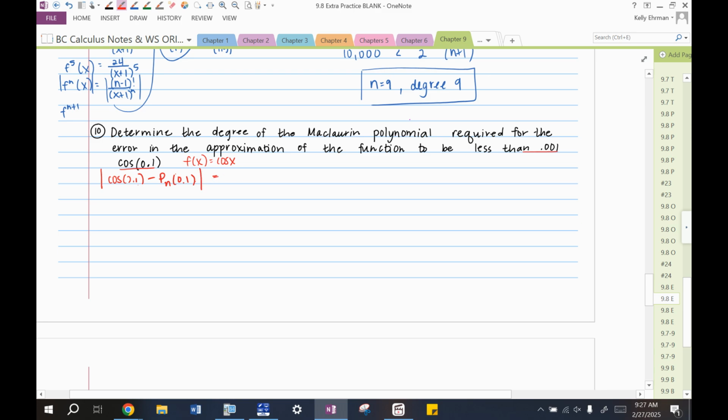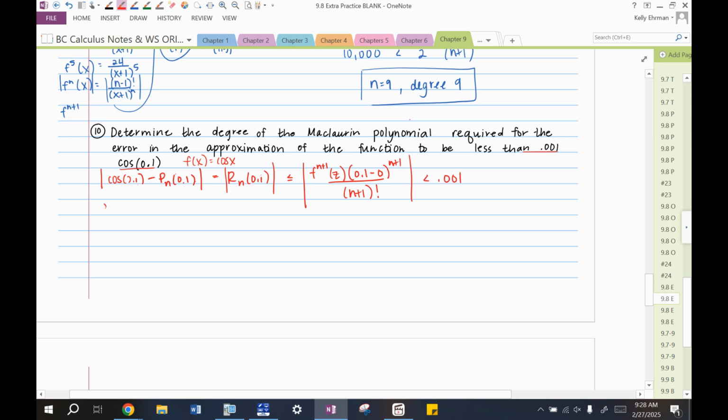That's equal to the remainder at 0.1. I'm doing Lagrange again because this is an alternating series cosine, so I could use alternating series, but I just want to practice Lagrange because I think that's harder. So that's less than or equal to the max f n plus 1 at z times our x minus our center to the n plus 1 over n plus 1 factorial, and that's less than 0.001.